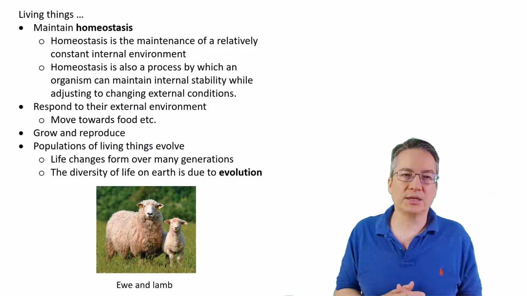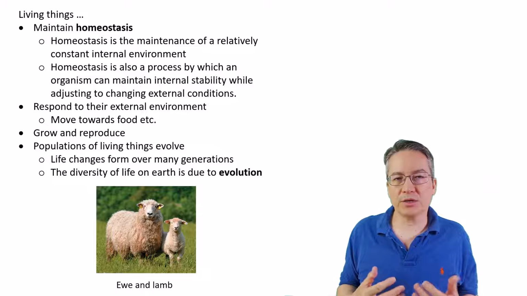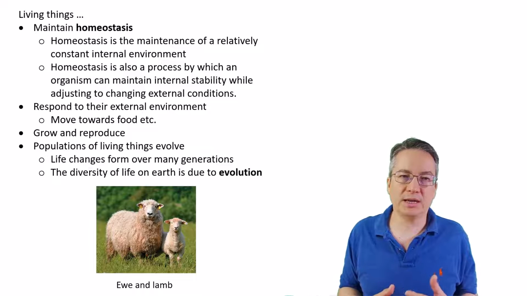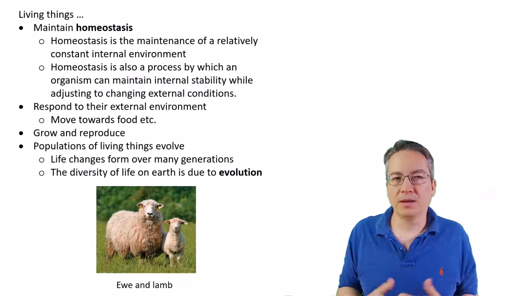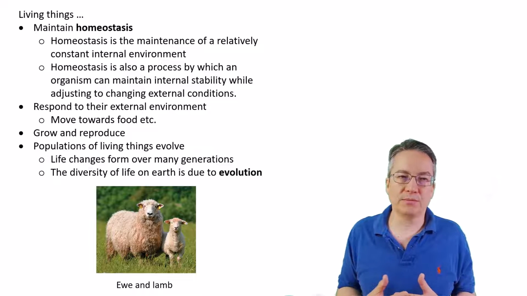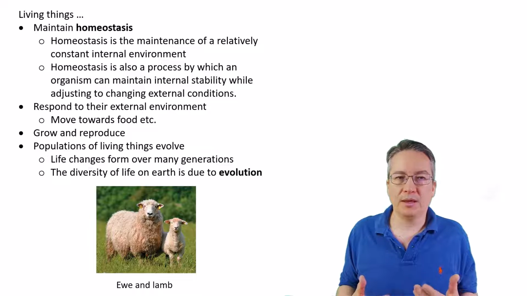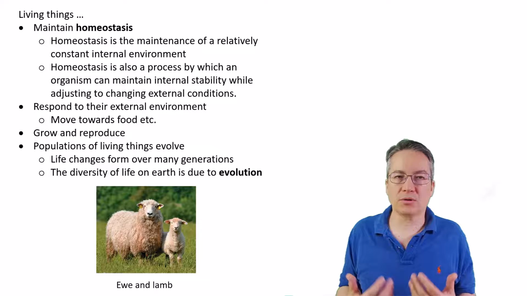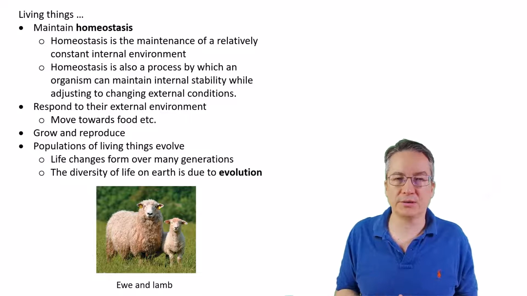So moving on to the next thing. The next topic is homeostasis. So living things maintain homeostasis. Homeostasis is the maintenance of a relatively constant internal environment. Now, why is this important? Well, our cells are sort of spoiled. They require a certain temperature. So for example, in humans, our core body temperature is 37 degrees centigrade.